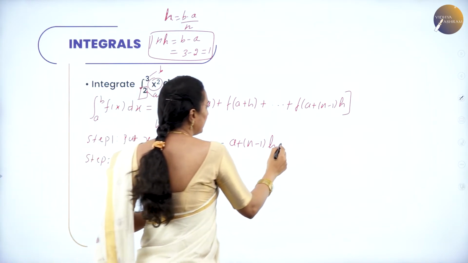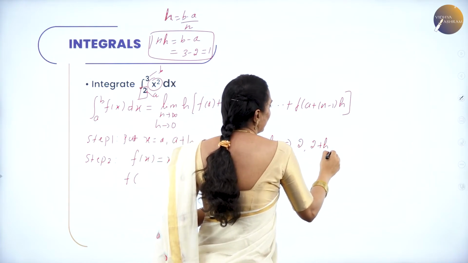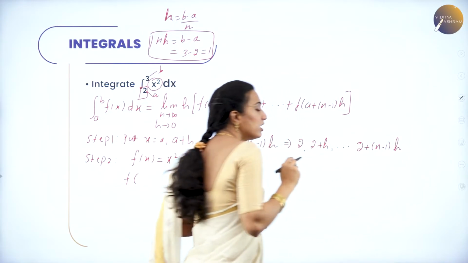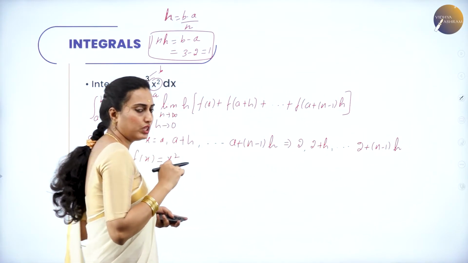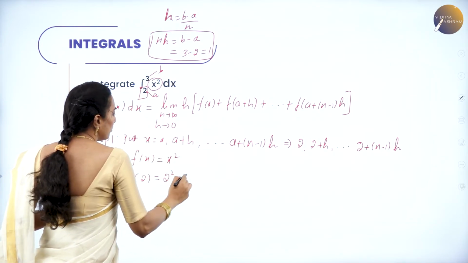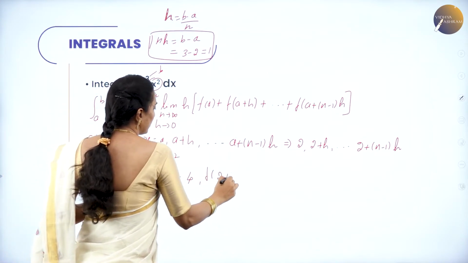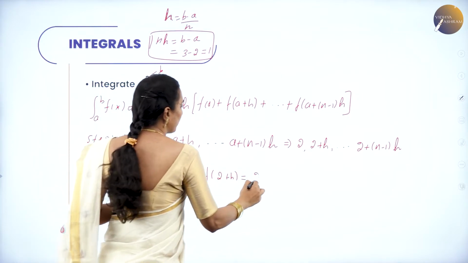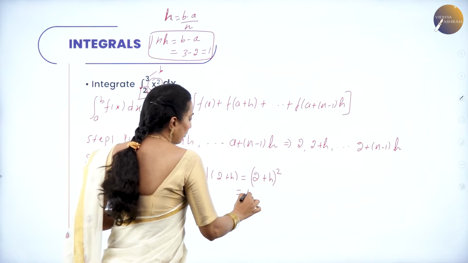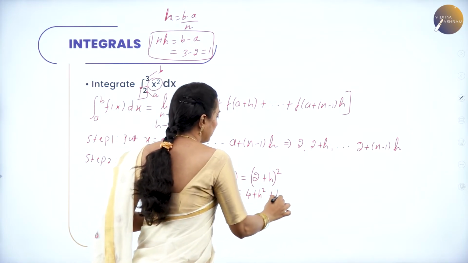So therefore let me write it here, which implies 2, 2 plus h, etc., 2 plus n minus 1 into h. I hope you are getting. Substitute the value of a is equal to 2 there. That's it. Now f of 2 will be 2 squared, which is 4. Again f of 2 plus h is nothing but what? 2 plus h whole squared. You can expand this one, right? Which is nothing but 2 squared, 4, plus h squared plus 2 into 2h, which is 4h, right?